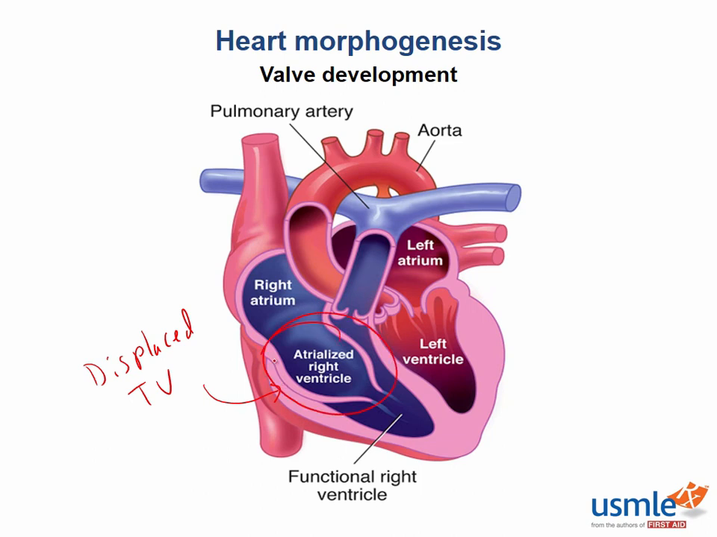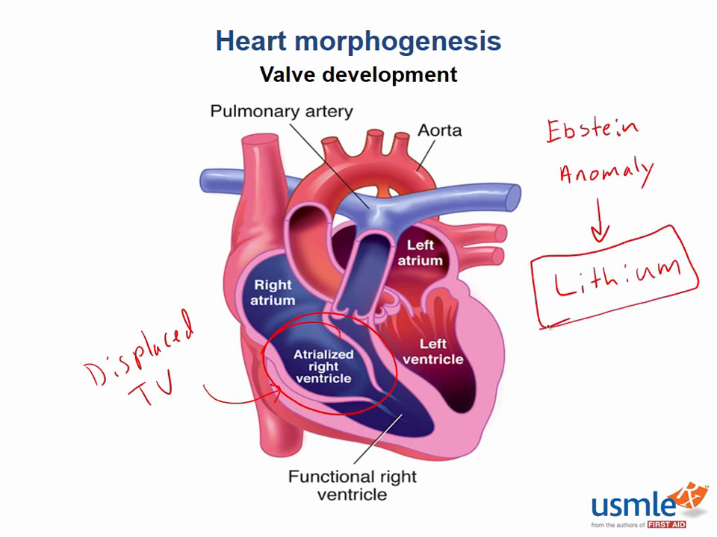Epstein's anomaly has one very high yield point for the boards, and it has to do with the in utero exposure. And do you know which exposure this is? You've got it, lithium exposure. Once again, this is very high yield, so make sure you know it for test day.